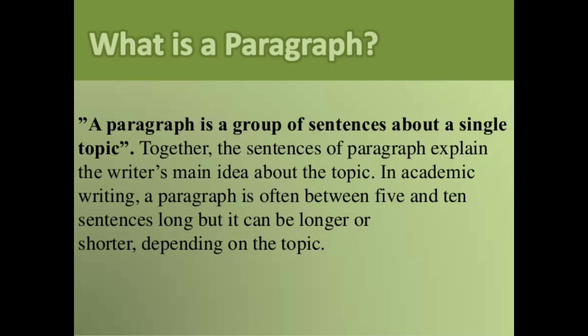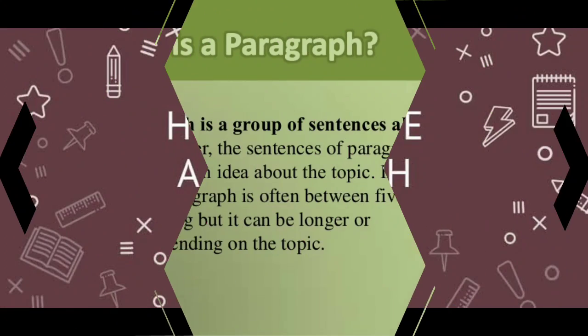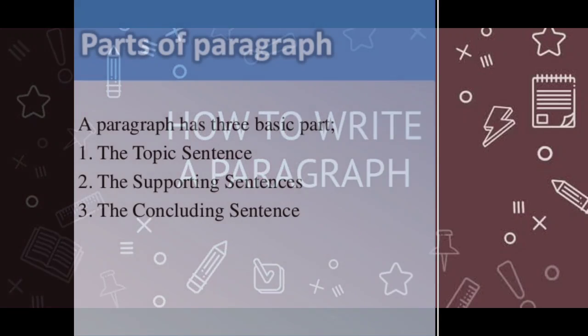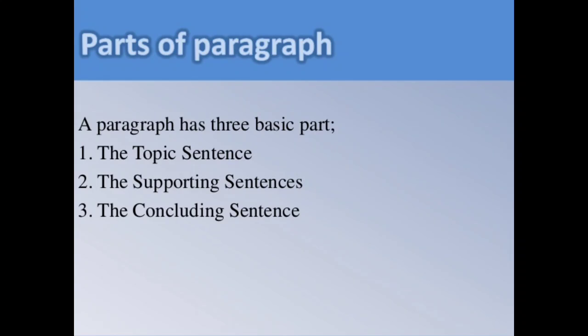Children, let's start the composition of email writing that we are going to write in our composition note. In academic writing, a paragraph is often between 5 to 10 sentences long, but it can be longer or shorter depending on the topic. So that is known as paragraph writing, children. That's it from the definition. Let's see how to write a paragraph. Let's see the parts of paragraph writing, children.